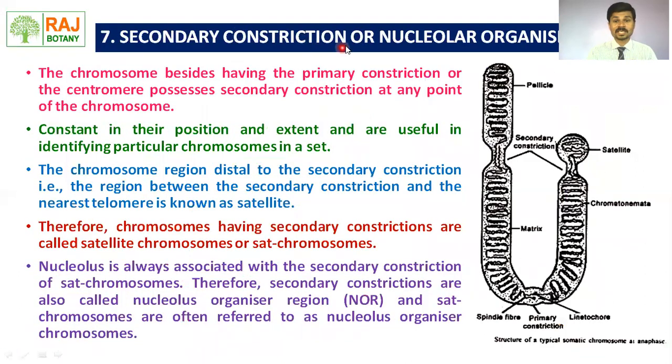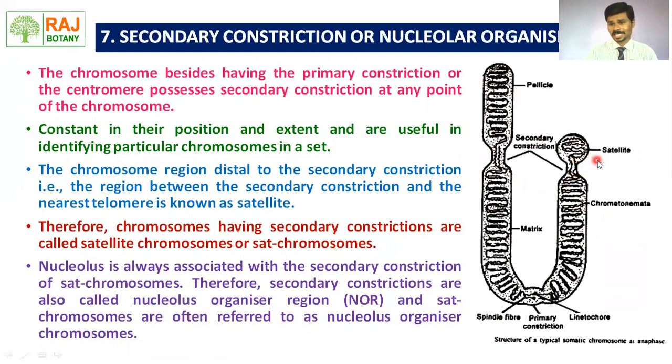Then let's see the secondary constriction. Here is a secondary constriction. Here is a secondary constriction. Here also is a secondary constriction region. In addition to the primary constriction, secondary constrictions are present on the chromosomes. They are constant in their position and extent and are useful in identifying a particular chromosome in a set. These secondary constrictions are constant for one particular chromosome, and this is an identification mark also.